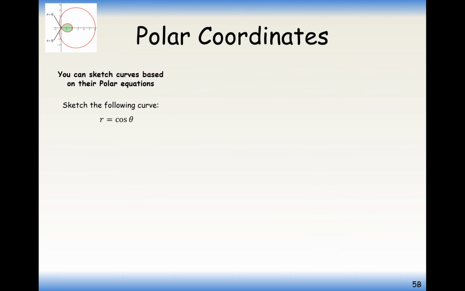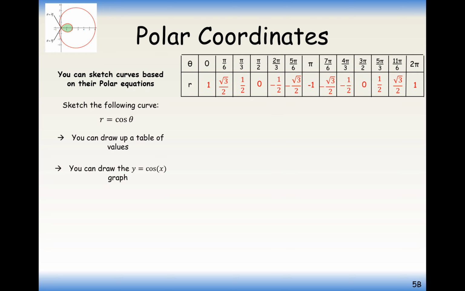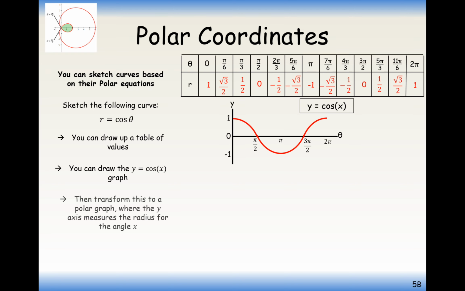But we're now going to have a look at how you might convert a normal Cartesian graph into a polar graph. So we're going to draw here R equals cos theta. One thing you could do is draw a table of values, but really I'm going to show you how you convert the Cartesian graph to the polar graph. So once we've got that, we've got the graph. And now we're going to transform it onto a polar graph.